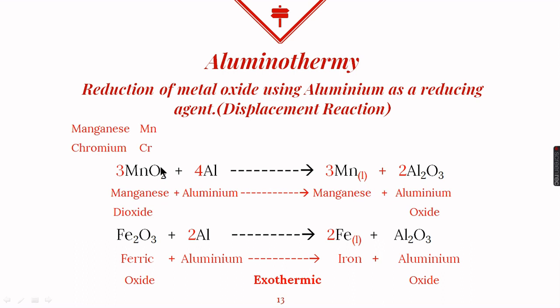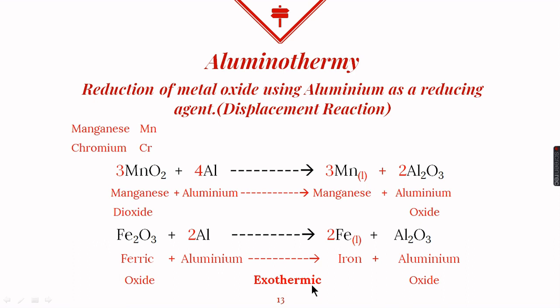So when manganese dioxide combines with aluminium, manganese is displaced and aluminium oxide is formed. Similarly, when ferric oxide combines with aluminium, iron is displaced and we get aluminium oxide. Now the special feature of these reactions is that they are highly exothermic reactions.